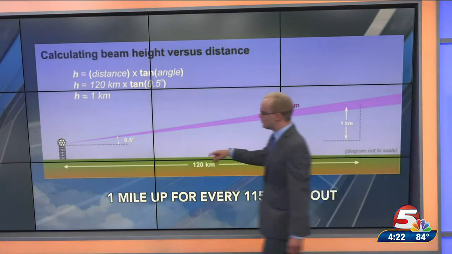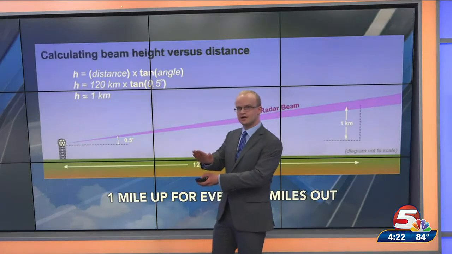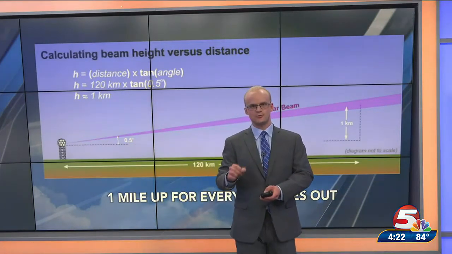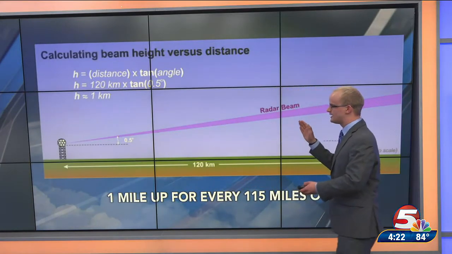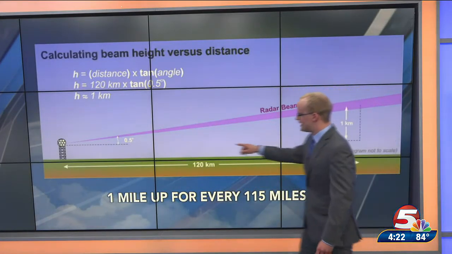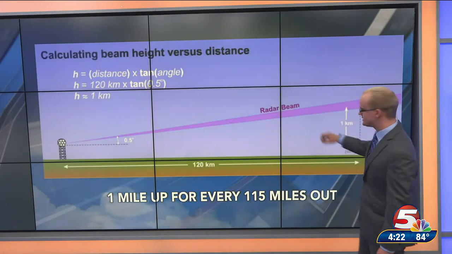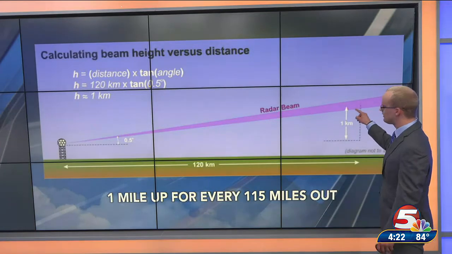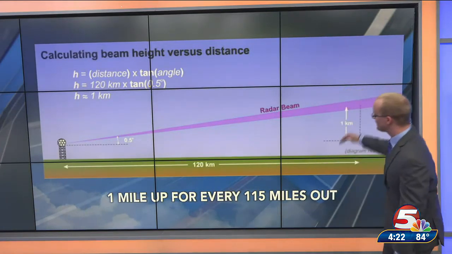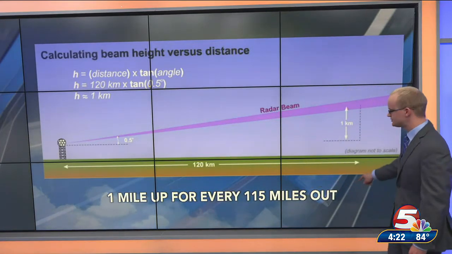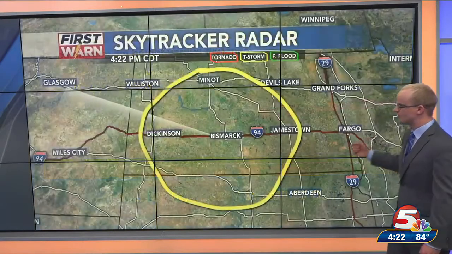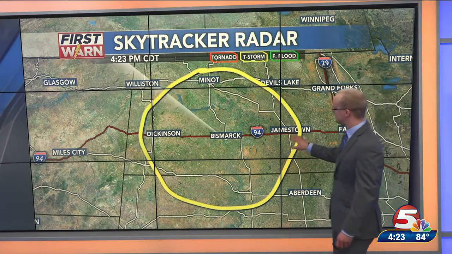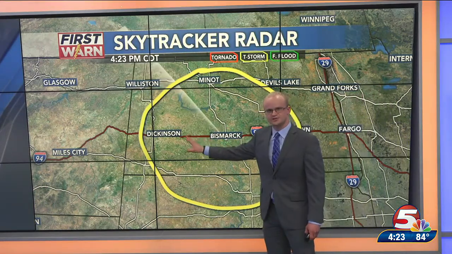The way that we assess how high the radar is scanning the atmosphere is we look at the elevation angle. We start at 0.5 degrees, and we go all the way up to 19 degrees in the atmosphere. And that samples the atmosphere three-dimensionally. So we can determine how far away the radar beam is scanning and how high up it is. We go 1 mile up in the atmosphere for every 115 miles out that we are. What that means is when we go 115 miles out from the Bismarck radar, it takes us to about just east of Jamestown, near Minot, just west of Dickinson.